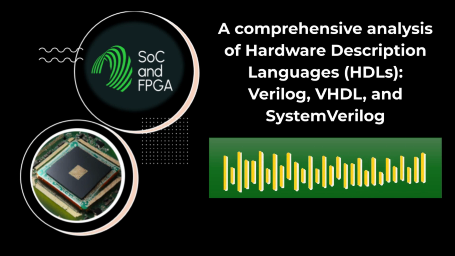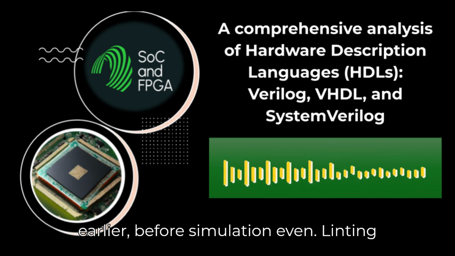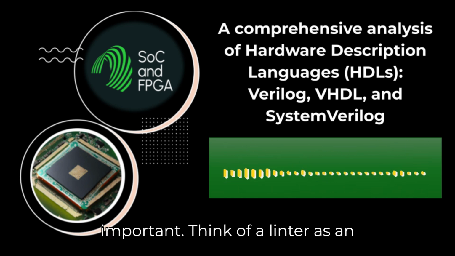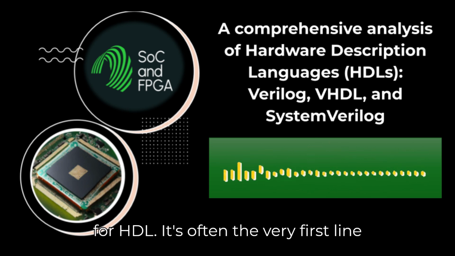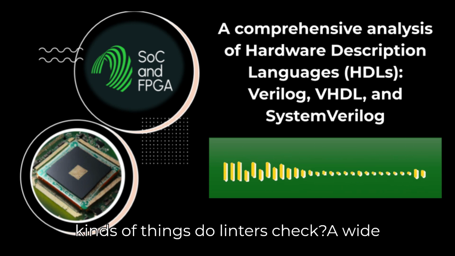Okay, shifting left. Let's talk about catching problems even earlier, before simulation even. Linting tools. How important are they? Hugely important. Think of a linter as an automated code review tool specifically for HDL. It's often the very first line of defense against common mistakes. What kinds of things do linters check?